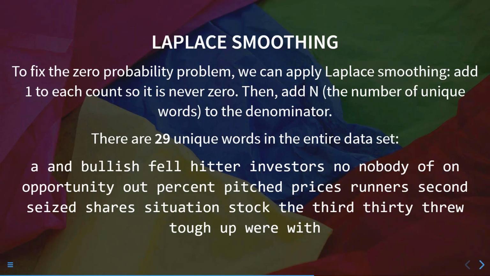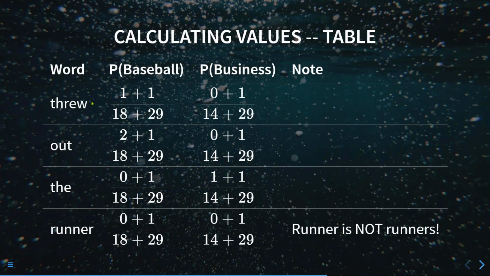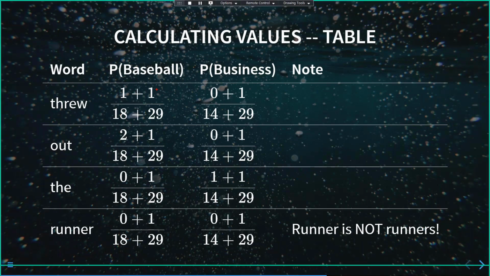The idea is we add 1 to each count so that it is never 0. So we add 1 to the numerator, and we add n, which is the number of unique words, to the denominator. There are 29 unique words in the entire data set, and I've listed them all out here. So what we'll do is, for the word through, we were at 1 out of 18. And I'm going to add 1 out of 29.